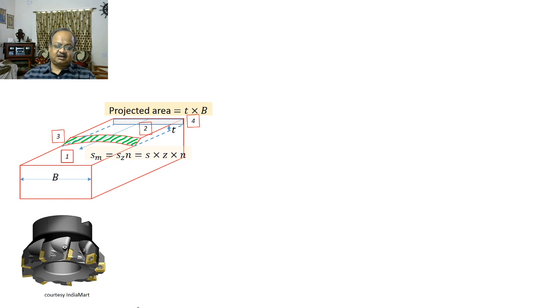This is a face milling cutter and this is a face milling process. Number 1 is the finished surface, number 2 is the unmachined surface. Number 3 is the tertiary surface over which the inserts are machining. Number 3 is the surface which has been hatched with green color. If we take a projection of that surface on the back plane, we get number 4 plane, which is this particular area.